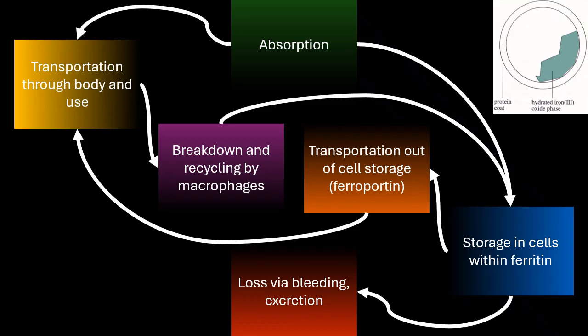And this diagram in the top right shows that. You can see that the ferritin forms almost like a shell or a coat around the iron, which is stored in its 3+ form as hydrated iron oxide, which is basically rust.